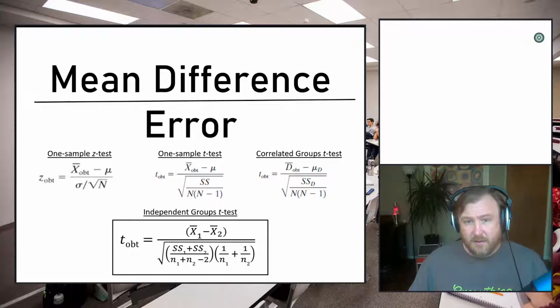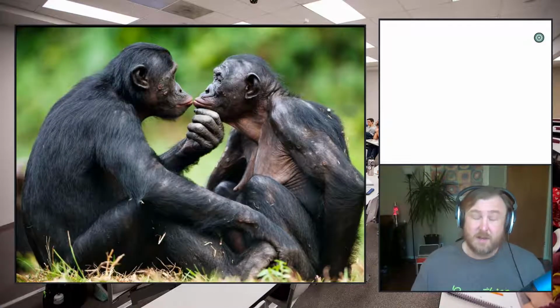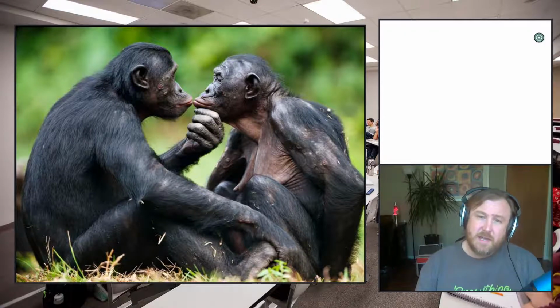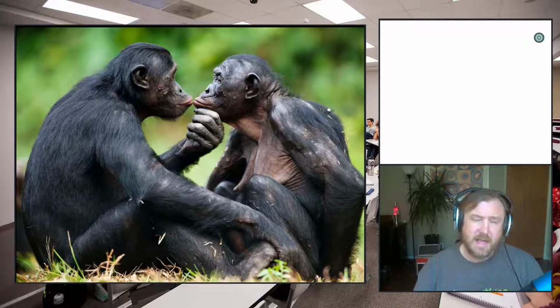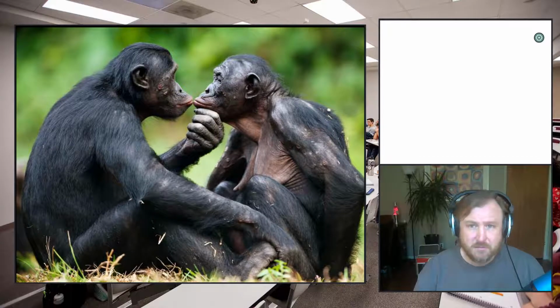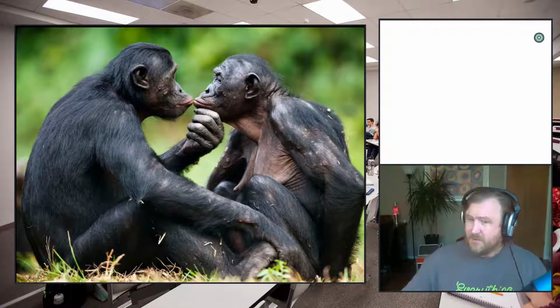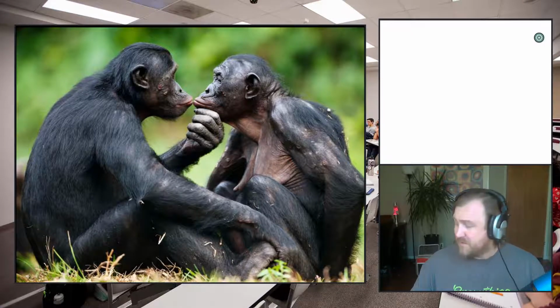So, okay, let's do an example of an independent groups t-test. And the example topic is going to be trying to induce empathy or empathic behavior in bonobos. So, there's two very empathic bonobos. Let's see if we can do it.